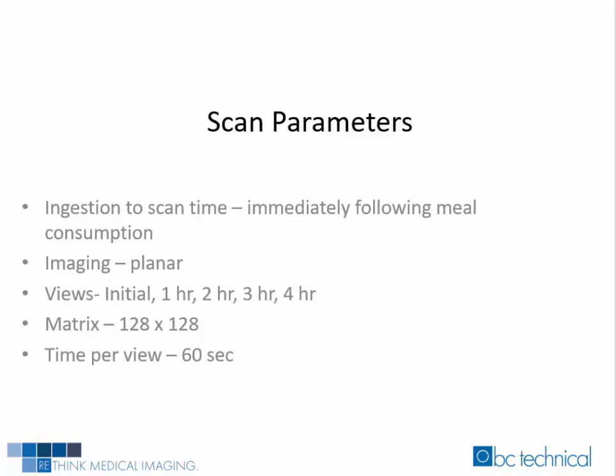Imaging begins immediately after meal consumption. Imaging is planar and the views are the initial, post-consumption, and then after 1 hour, 2 hours, 3 hours, and 4 hours. Matrix size is 128 by 128, and time per view is 60 seconds per image. The reason for the 4-hour length is due to data from a 2-year study suggesting that delayed emptying is detected with higher sensitivity at 4 hours rather than at 2 hours.